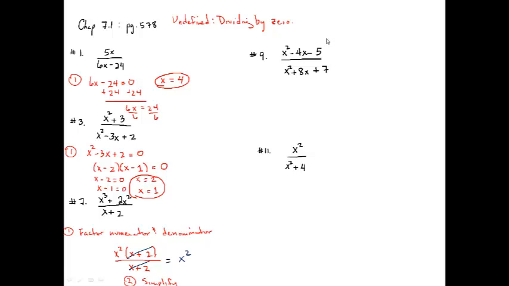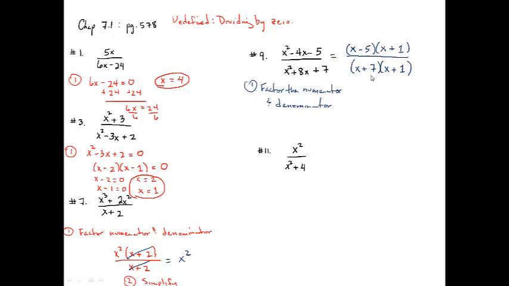For this one, I also want you to simplify. How do you simplify? The first thing you got to do is factor the numerator and denominator. You must factor. Alright, so let's see. Does the top factor? It does. It's x minus 5 times x plus 1. Divided by, does the bottom factor? x plus 7 times x plus 1. Good. And of course you can check yourself.